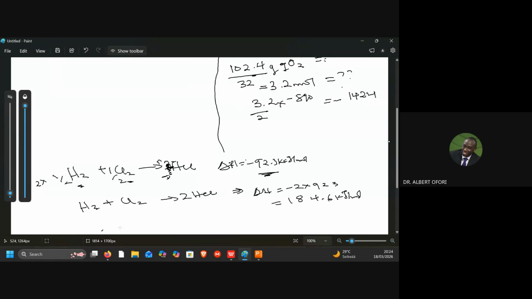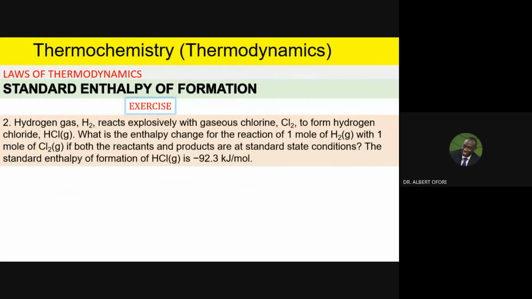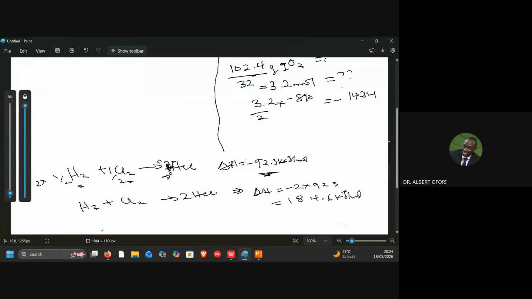Does it make sense? We are multiplying it by a negative number, so I think it should be positive. I didn't multiply by minus 2. The negative was already there. I just put the negative sign in front of the number. Okay, so that's what we have done here.